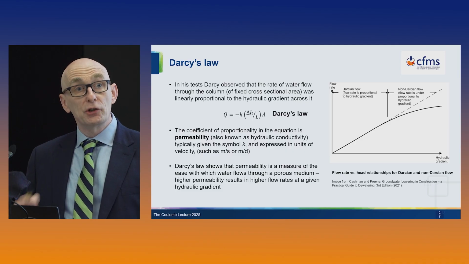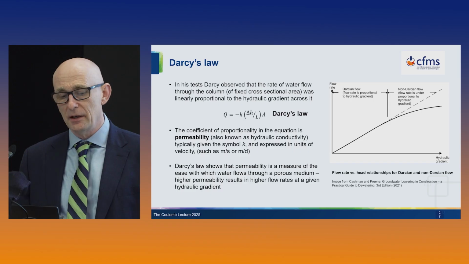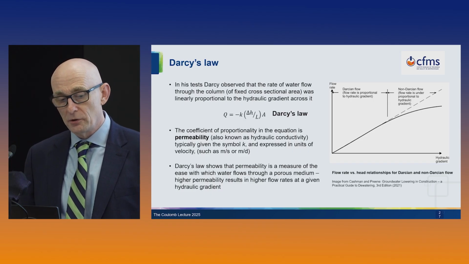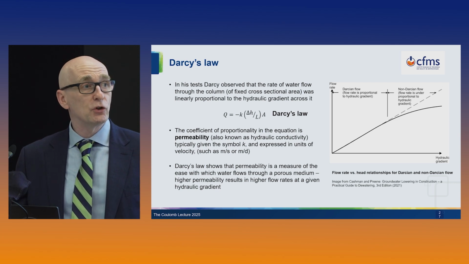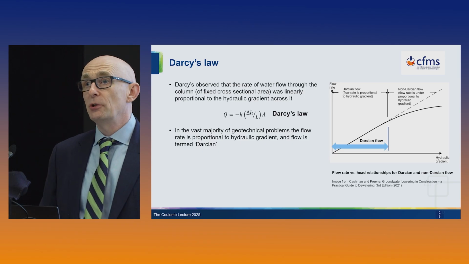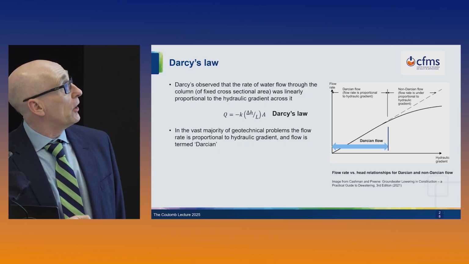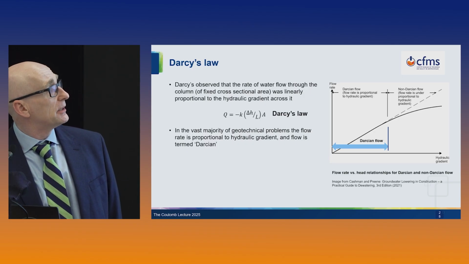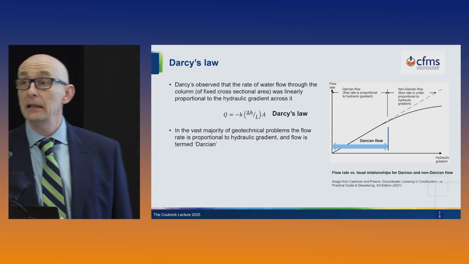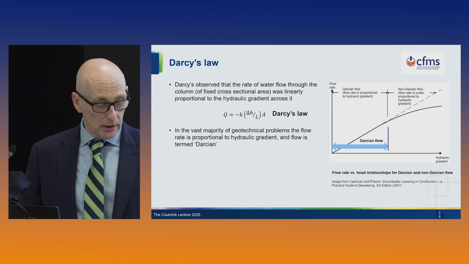And Darcy's law shows that permeability, a parameter he probably didn't quite invent, but created, there's a need for it in his equation. Permeability is a measure of the ease with which water flows through a porous medium. And so higher permeability for a given geometry will result in a higher flow rate. And for the vast majority of geotechnical cases, the flow we observe will be Darcian, which means that on this diagram where we have flow rate on the vertical axis against hydraulic gradient, the relationship between flow rate and hydraulic gradient is linear, and that's what Darcian flow means. And if you analyse geotechnical cases, it's nearly always Darcian.